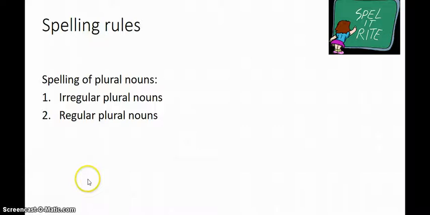So looking at the spelling rules, first of all we need to know that for the spelling of plural nouns we actually have two categories of plural nouns. Our plural nouns are either irregular or they are regular plural nouns, and let's see what that means.